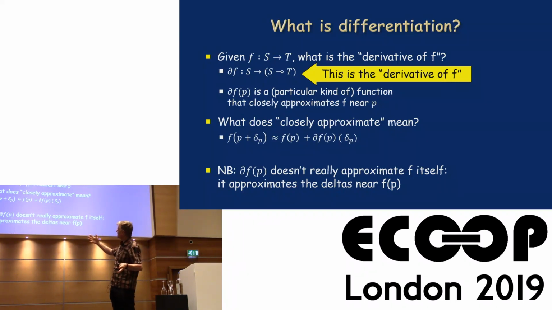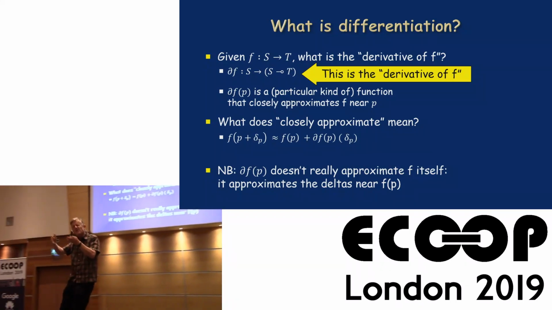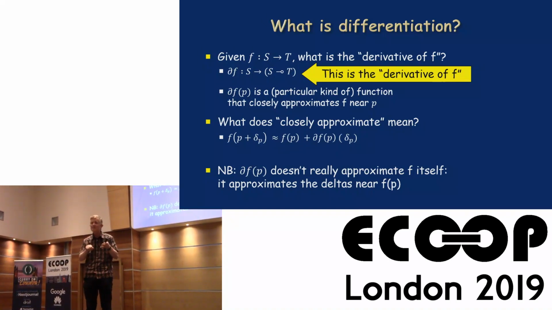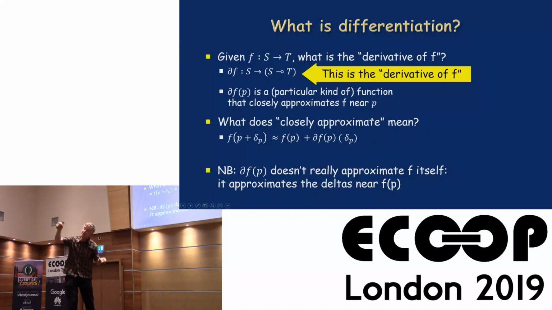So what kind of function is it? The idea is that df at point P, df applied to P, is a function that closely approximates the shape of f near P. By closely approximate, I mean that f of P plus a little delta P, a little nearby difference, is going to be f of P plus, and now here's this funny function, df of P, which is a linear function that applied to that little delta gives me a little delta in the output. Does that make sense? All right, so that's what a derivative is.